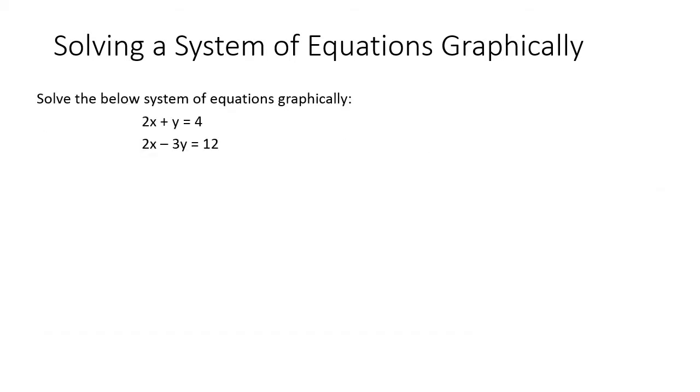So let's look at another one. Solve the below system of equations graphically: 2x plus y equals 4 and 2x minus 3y equals 12. I'm going to go pretty quick here.